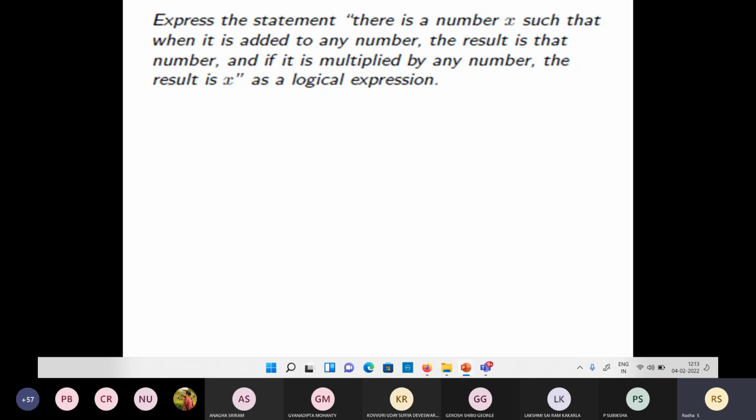Think about this one. There is a number x such that when it is added to any number y, the result is that number. And when it is multiplied, the result is x. It's the additive identity, 0. X is 0.